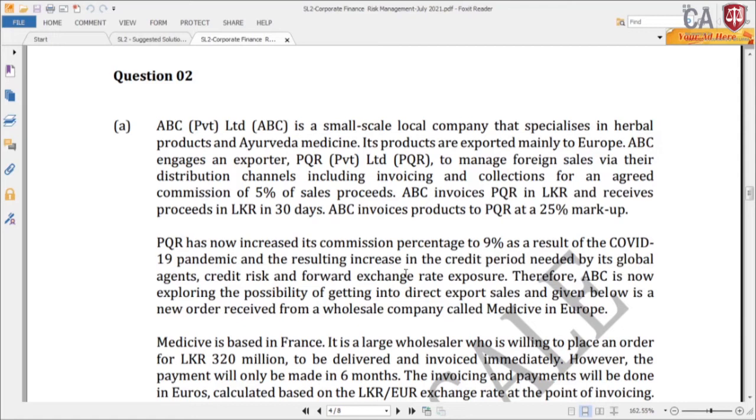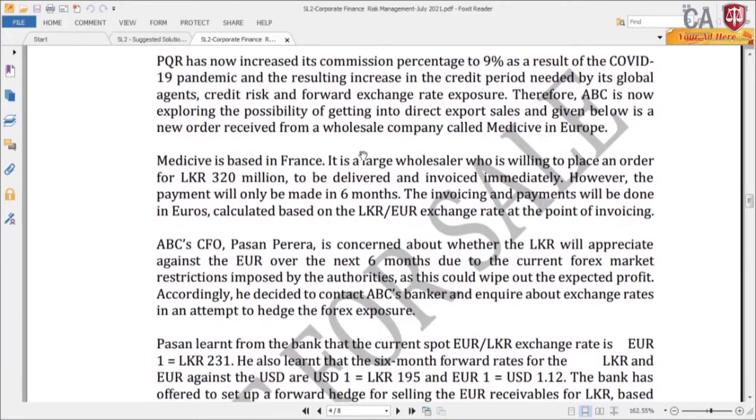So that's basically given in the question. When you read further, over the COVID period, the PQR company has said, I want 9% commission for doing this transaction. So the local company PQR invoices the customer in Europe and collects the money from Europe. But to the Sri Lankan company, that is the ABC company, PQR will make the payment within 30 days.